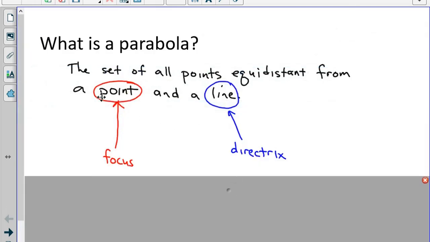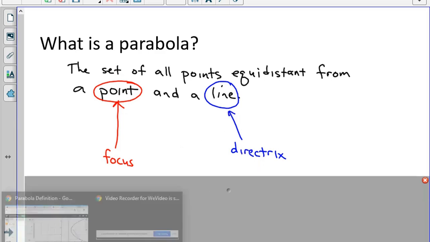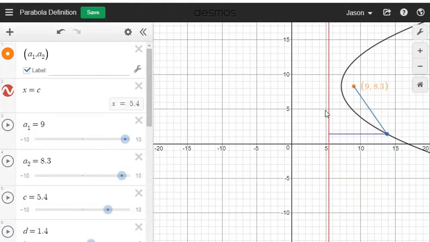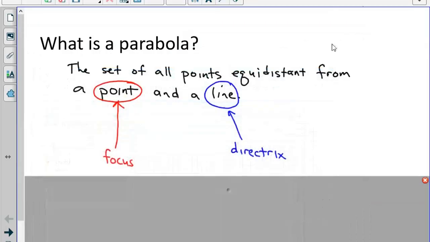I call that point the focus. So that was the orange point in our diagram. The orange point in our diagram is called the focus, and the red line in our diagram is called the directrix. So if we go back and look at that again, the red line is called the directrix, the orange point is called the focus.